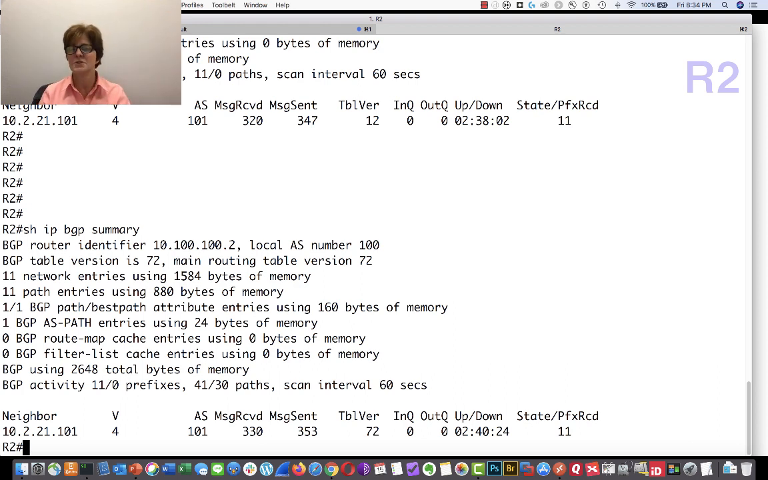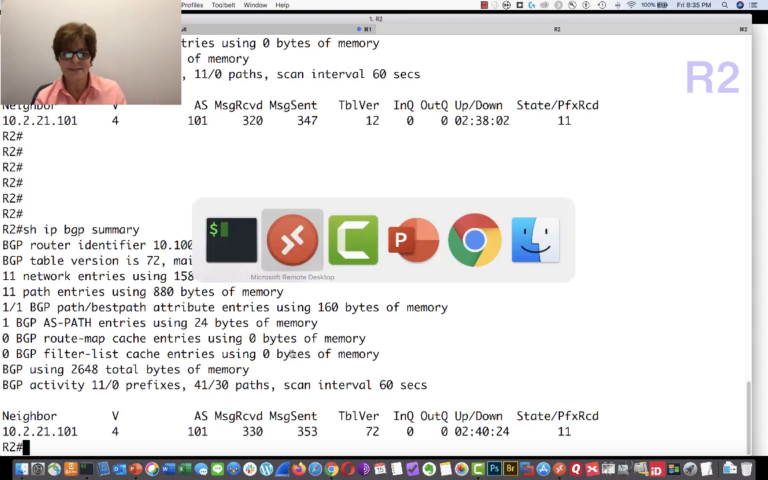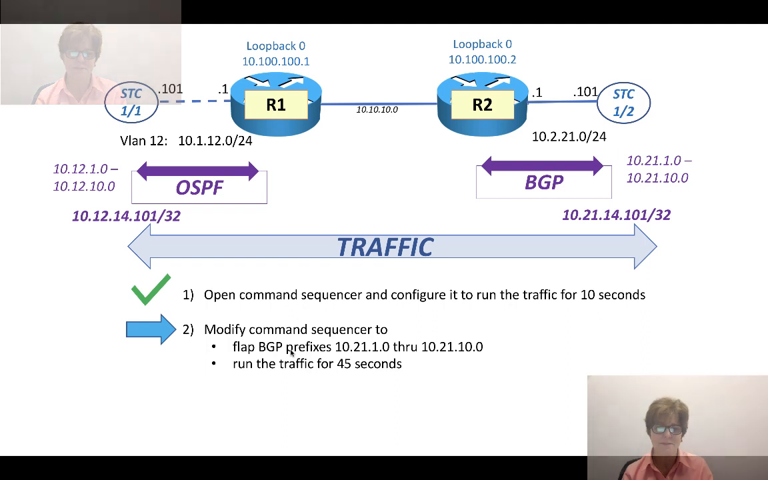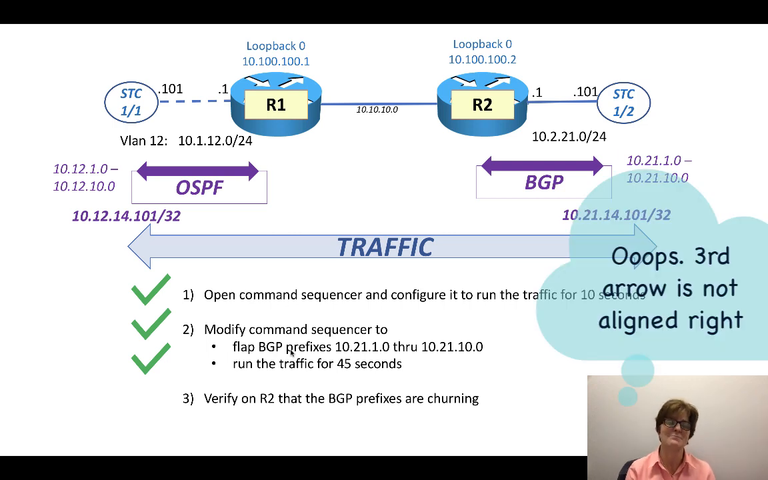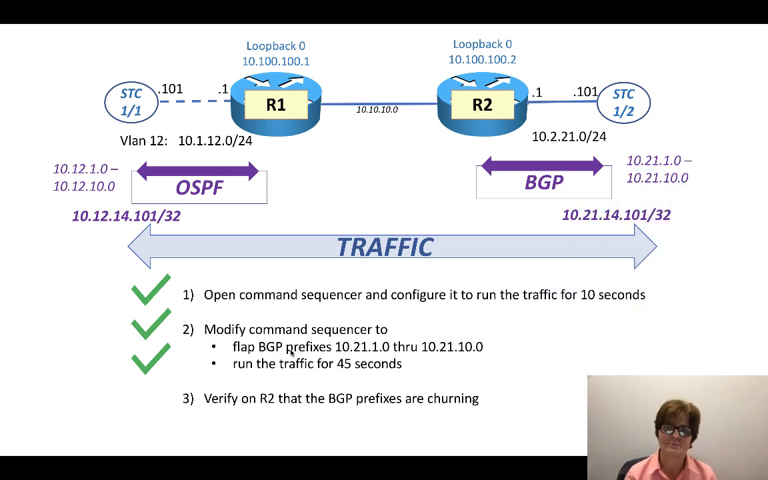Now remember, what did we do? We looped 3 times. So I withdrew 10. That's the first block of 10. I advertised 10. That's the second block. And I did this 3 times. I find the BGP table version very, very helpful. But basically that's it. This is the last in the series, when we verified on router 2 that the BGP prefixes were churning and we had no loss.